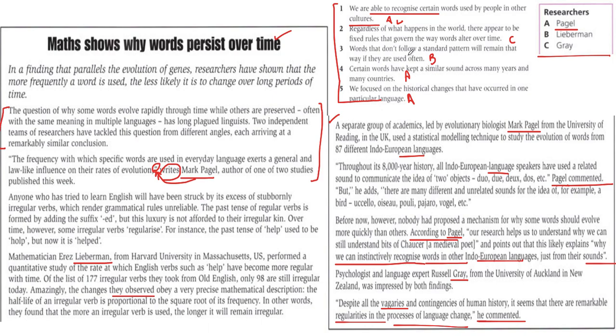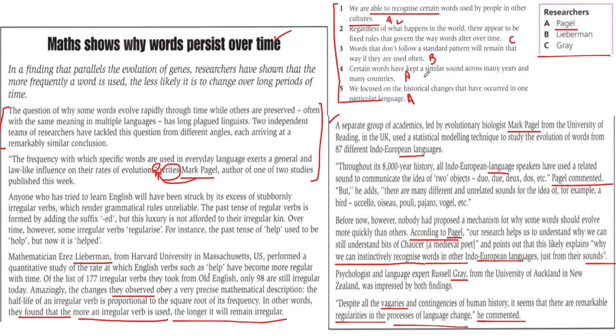Words that don't follow a standard pattern will remain that way if they're used often. So words that are irregular, don't follow a certain pattern. So I think it is over here. They found that the more an irregular verb is used, the longer it will remain irregular. Right? So it will remain the same if they are used often.